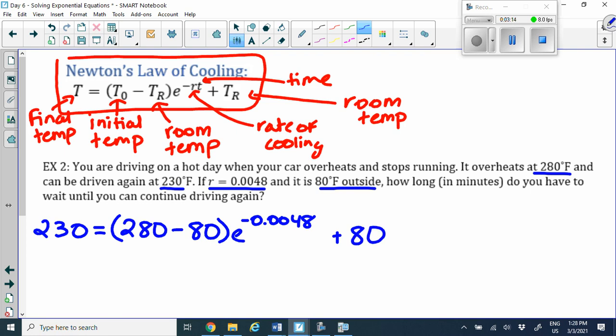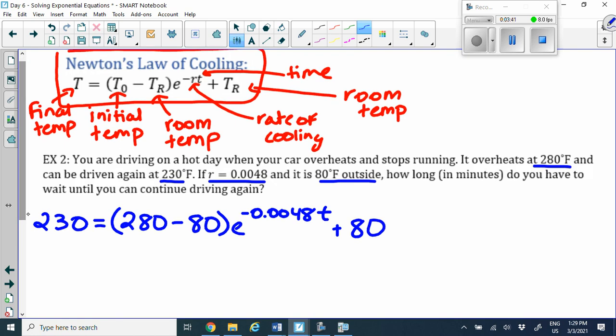Now we are figuring out how long you have to wait until you can continue driving. So since we're trying to find time, we're trying to solve for t here, okay? So we are going to use the methods that you have learned to solve an exponential equation. Now I do see e. That means when we solve, we will have to use the natural log on both sides. Now in order to do that, I do need to isolate my base, okay?